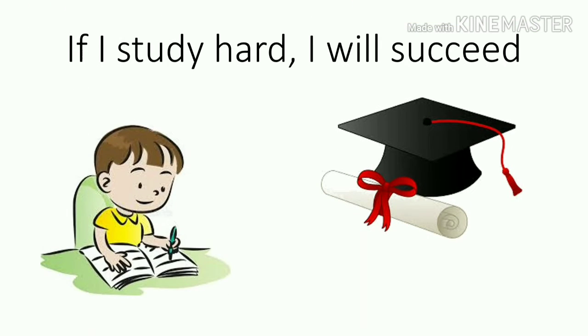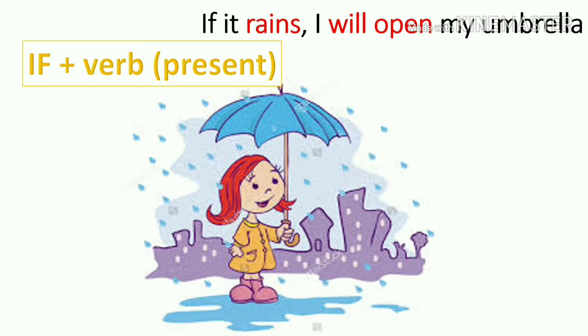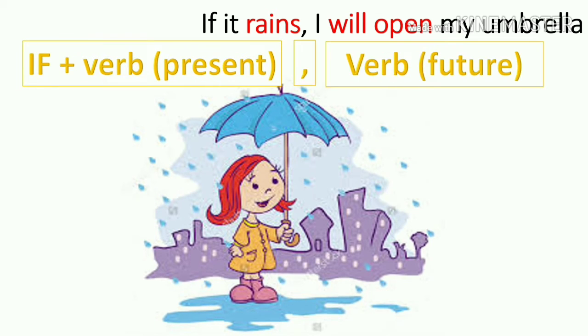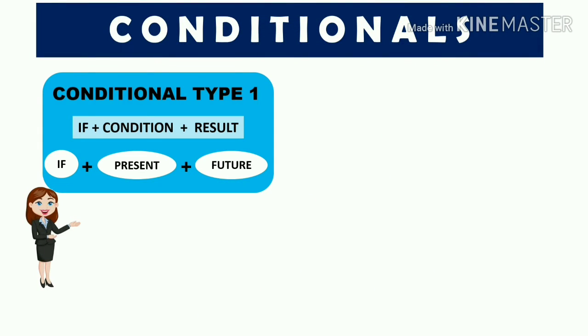If I study hard, I will succeed. If plus verb in the present, will succeed is the verb in the future. If it rains, I will open my umbrella. So here we have the rule. If plus verb in the present, plus comma, plus verb in the future. This is type 1. The only difference between type 0 and type 1 is that type 1 happens in the future.